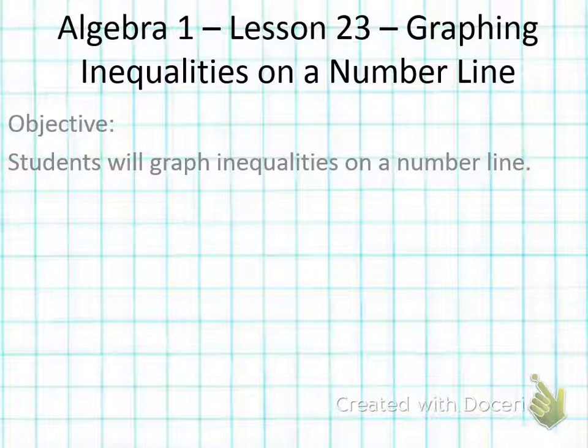Okay, this is lesson 23. I'll go back to the steps in a moment. This is graphing inequalities on a number line. We're just going to take numbers and graph them on a number line. The number line is the most basic representation of any number, okay? And we graph them. And an inequality means it's less than or more than.